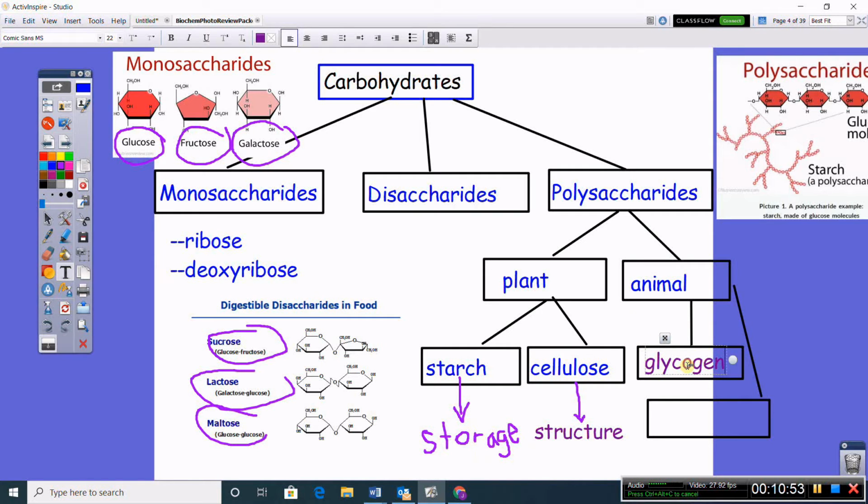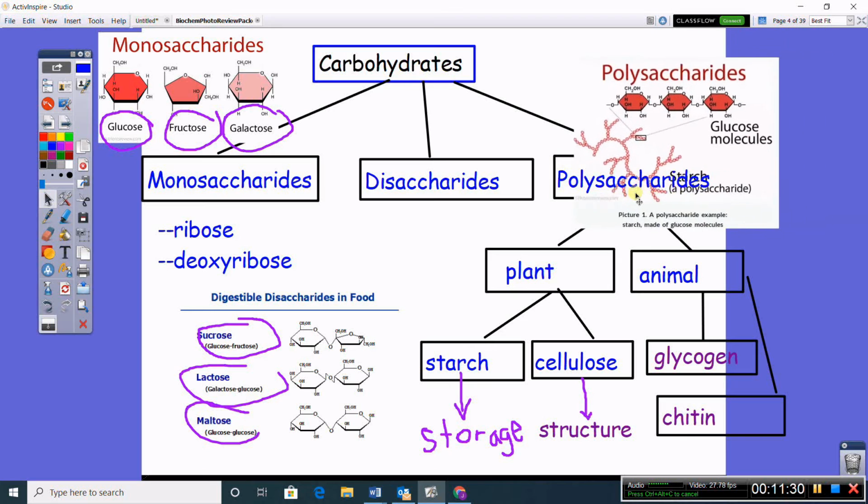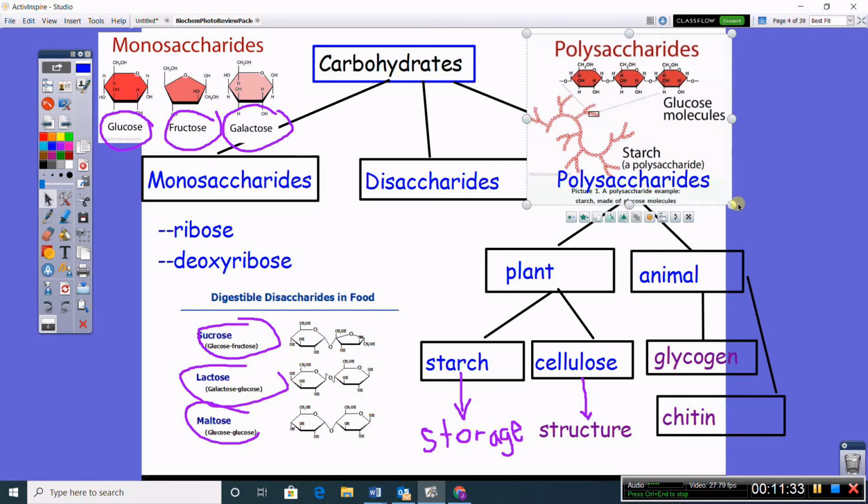Glycogen, we store away excess sugars in our liver and muscles as glycogen. So once you've used up the glucose in your bloodstream, this is going to be the next place that we can tap in order to access some sugars. All right, and then structure, we have chitin that makes up the cell wall in fungi, and it also makes up the exoskeleton of arthropods.